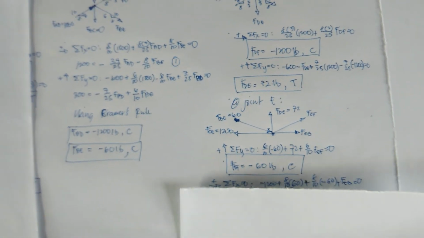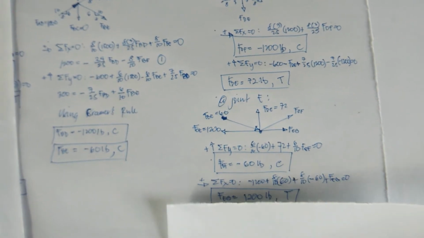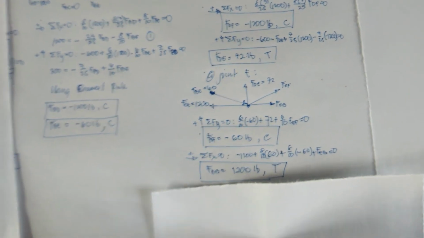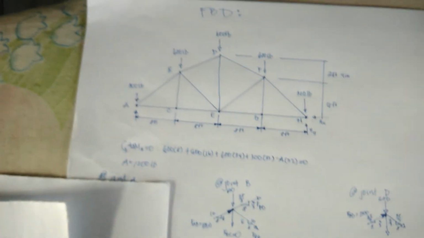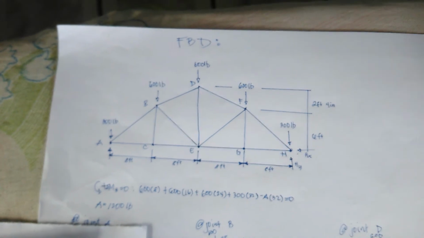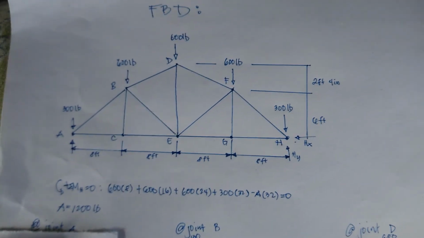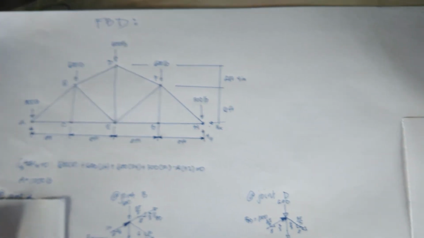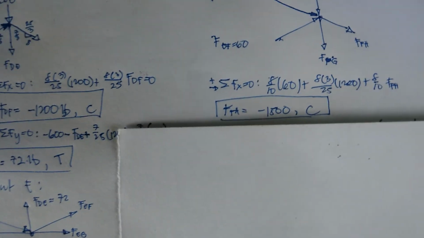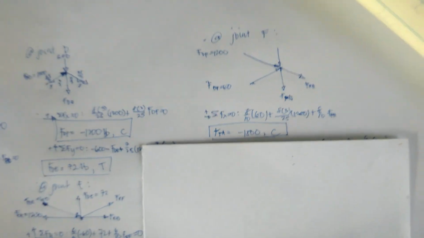Same procedure. FDF is equal to negative 60 pounds compression, and sum of Fx, FEG is 1,200 pounds tension. After that, since we are left with 2 joints only, which are F and G, we're going to neglect joint H, because it is not necessary already. Joint F will be given by this diagram, and FFH is equal to 1,500 pounds compression.